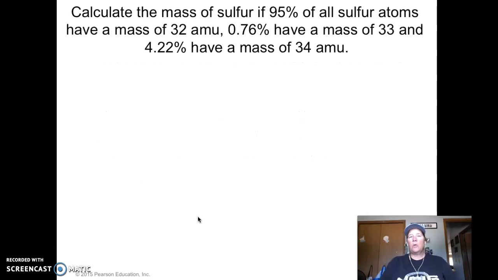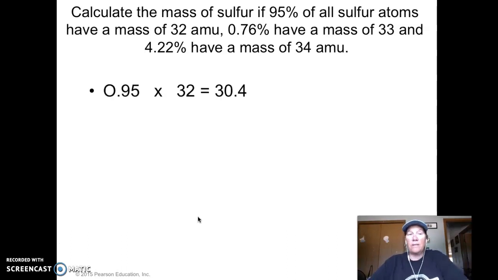Okay, so we have sulfur. Sulfur has 3 isotopes. 95% of all sulfur atoms have a mass of 32. 0.76%, so less than 1%, have a mass of 33. And 4.22% have a mass of 34. So there's your 3 isotopes of sulfur, 32, 33, and 34. Sulfur has 16 as its atomic number. That means it has 16 protons. That never changes.